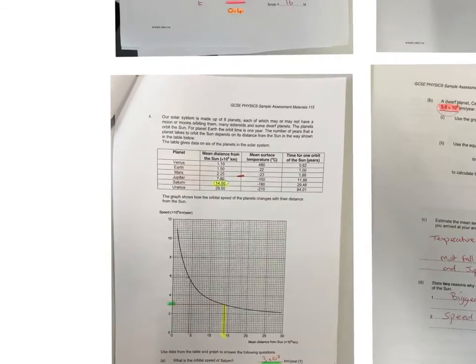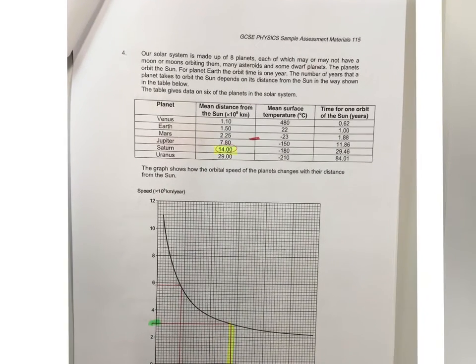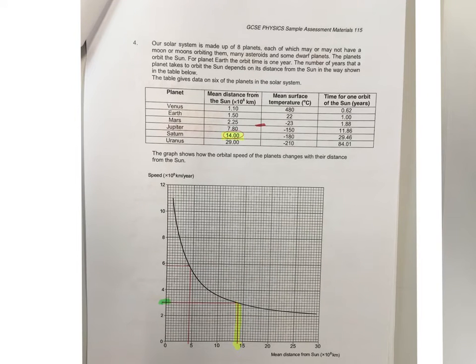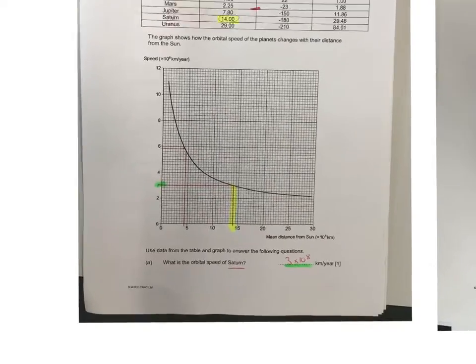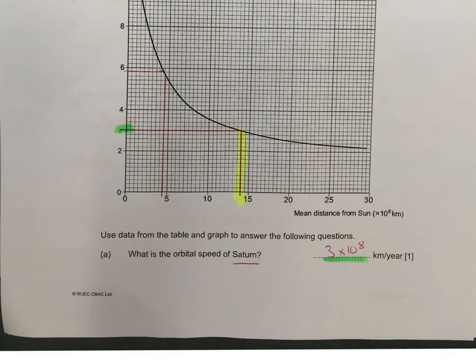One more question, then 2 more pages, and then I'll do another video to keep these videos quite short. So the space question, I've highlighted Saturn for a reason, because that's what's going to come up in the question. Use the data in a table and a graph to answer the following question. What is the orbit speed of Saturn?